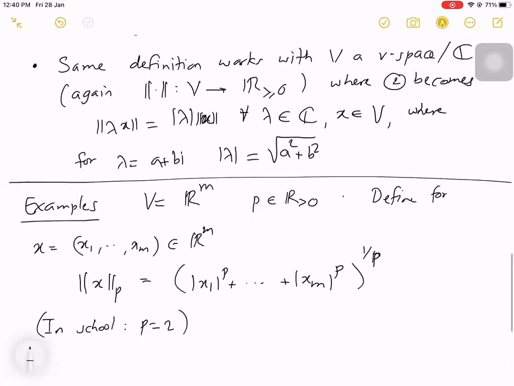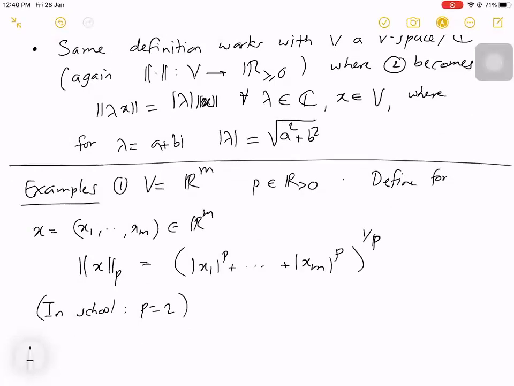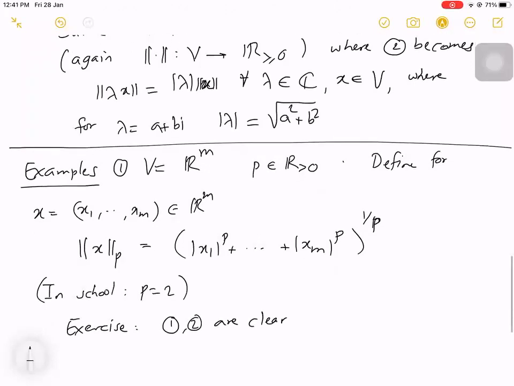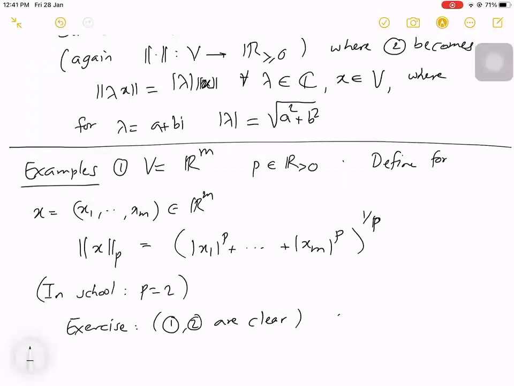So here's an exercise. Number 3, since 1 and 2 are clear, and we will do this in class. Triangle inequality is true if p is, anyone happens to know this? Greater than or equal to 1, I think. Yeah.